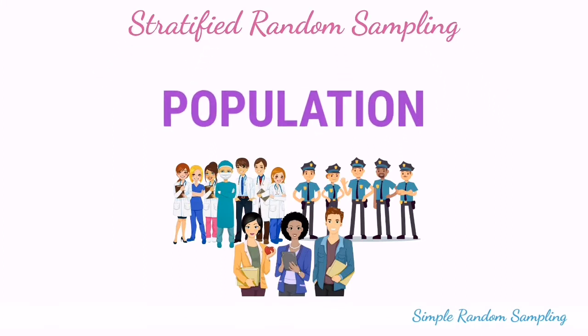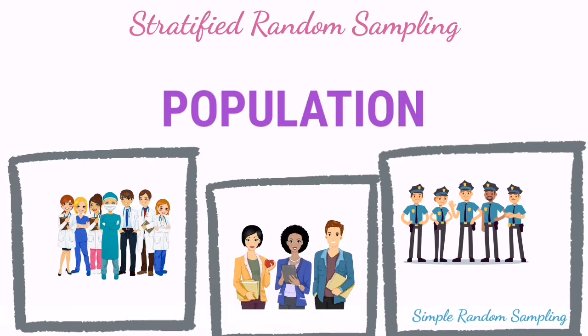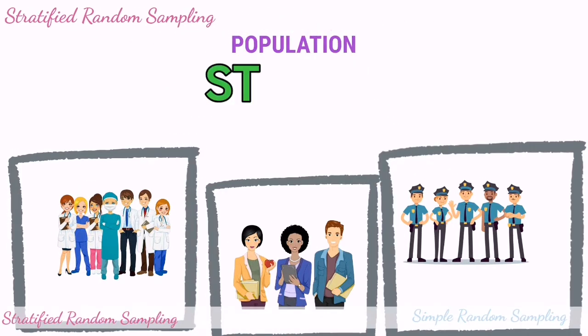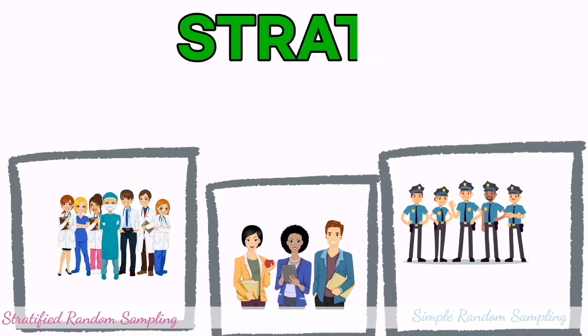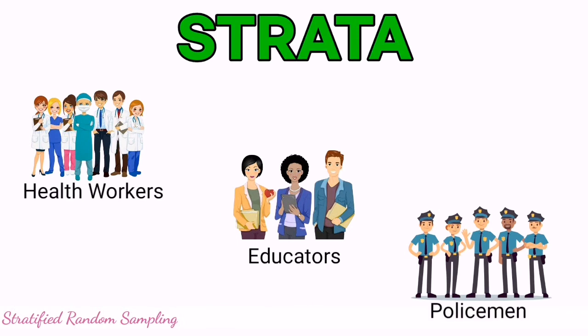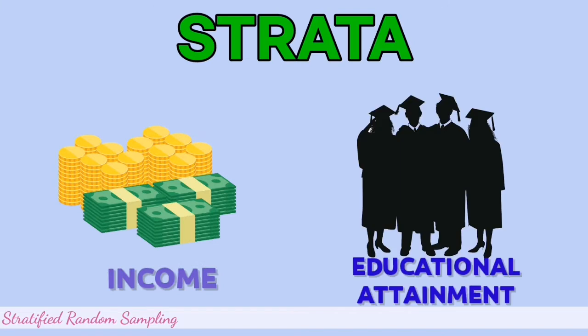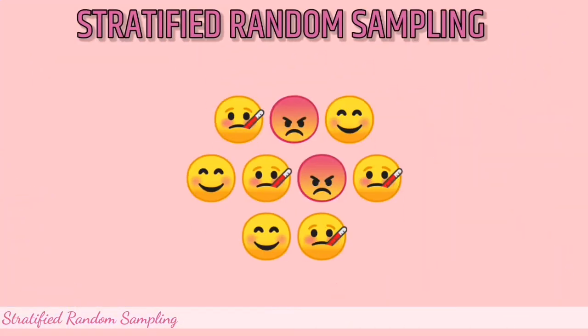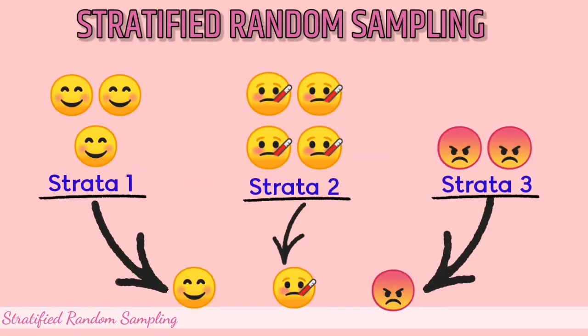Stratified random sampling is a method of sampling that involves the division of a population into smaller subgroups known as strata. In stratified random sampling, or stratification, the strata are formed based on members' shared attributes or characteristics such as income or educational attainment. Stratified random sampling involves dividing the entire population into homogeneous groups called strata. Random samples are then selected from each stratum.